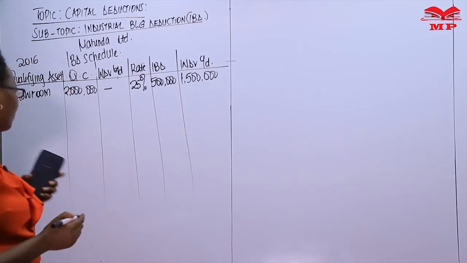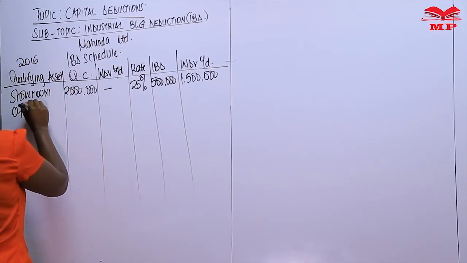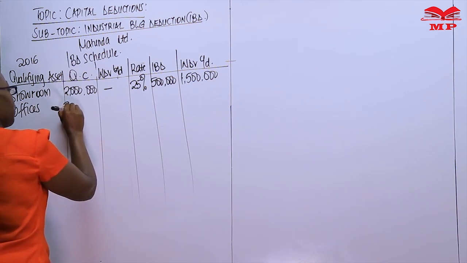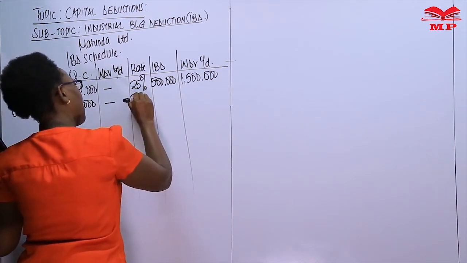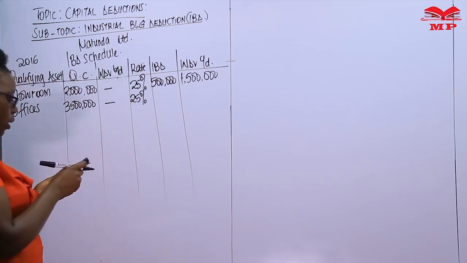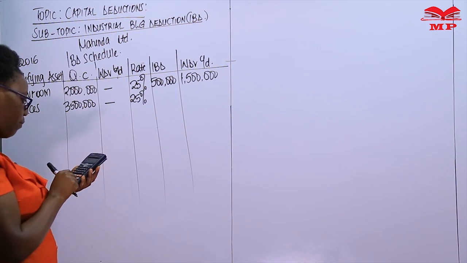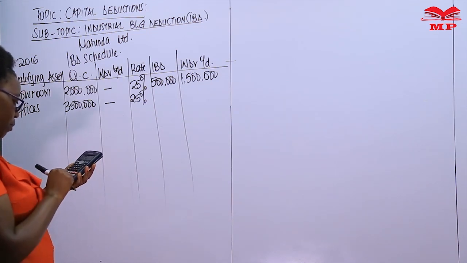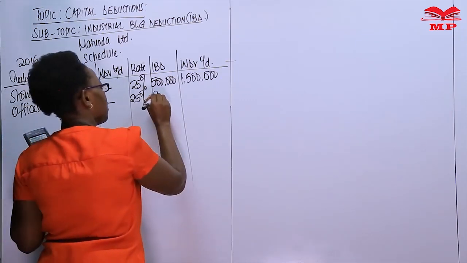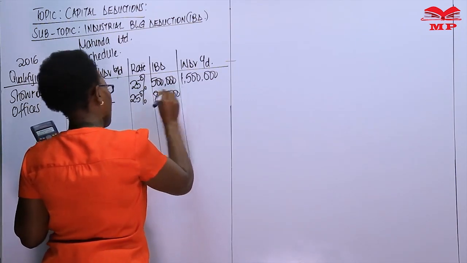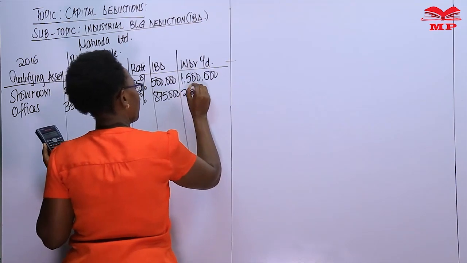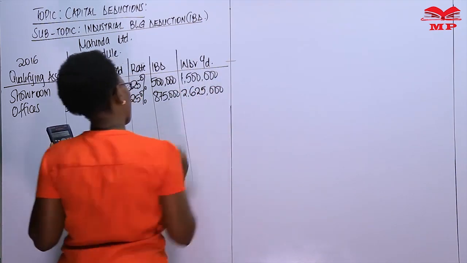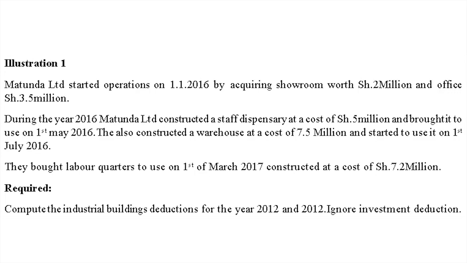Then the other one is office. These two fall under commercial buildings. It was 3.5 million, year of first use, therefore we don't have a brought down figure. The rate is 25%, and we compute in the same way. We get 25% of 3.5 million, which gives us 875,000. And the remaining, when we get 3.5 million minus 875,000, is 2,625,000.